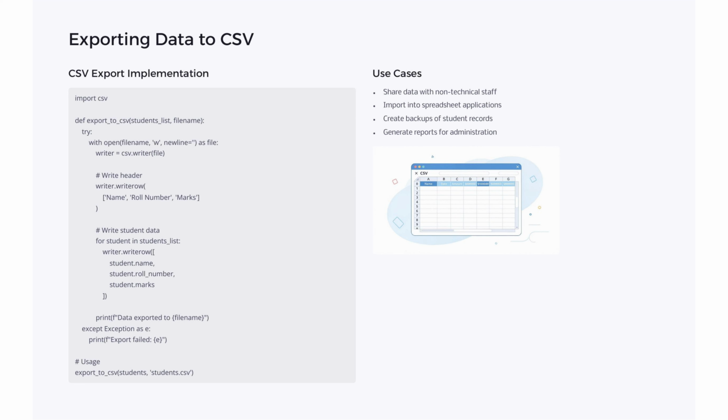To export student data to CSV, use Python's CSV module. Define a function, export_to_csv, to write student details into a CSV file. This facilitates data sharing with non-technical staff, importing into spreadsheets, and creating backups. It also aids in generating administrative reports, ensuring efficient data management.